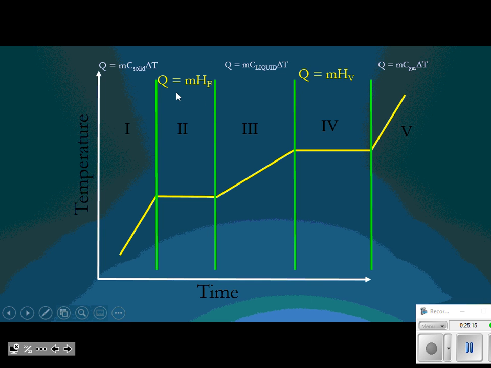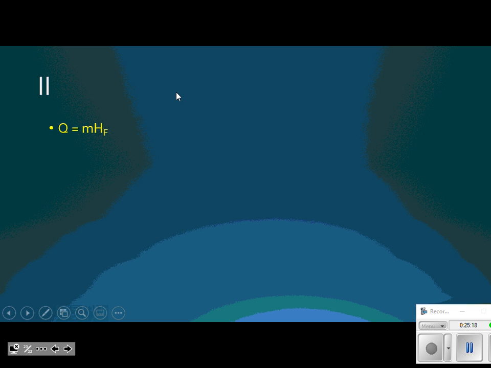Q is equal to M times the heat of fusion. So I'm in quadrant 2. Right there's my equation. I am going to manipulate this to solve for M. So M is going to be equal to Q divided by the heat of fusion. What was my Q? 2,500 joules. What is my heat of fusion of water? 333. So when I divide those out and I cancel my labels, I'm going to have grams.